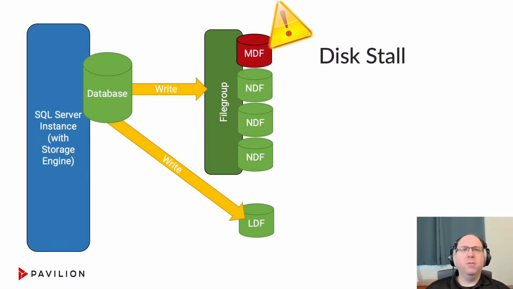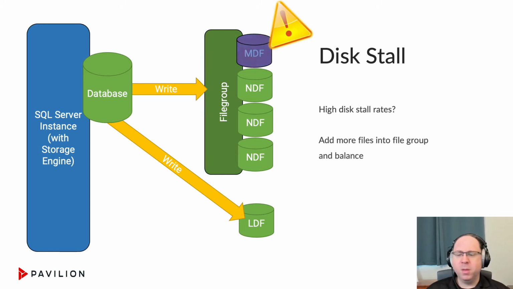Okay, so now we've got our disk stall rates. So we know, just by looking at the disk stall, we may actually have a hotspot on one of these data files. You could see high disk stall rates on a file. You could see high disk stall rates on a group of files in that file group if they're all being equally distributed. So step one, when in doubt, think about adding more files into that file group and rebalancing.